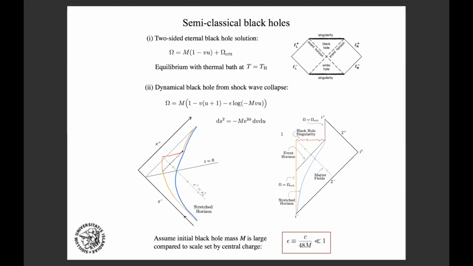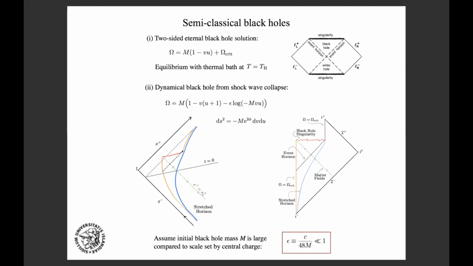And the computation is actually simpler in the eternal case. The assumption that's going to go into the computation now is that we form a black hole that has a large mass, so that we can trust these leading order semi-classical formulas that we have. There's a small parameter here, epsilon, which is basically C over 48m, a parameter that often comes up. For instance, the lifetime of the black hole is going to be precisely 1 over epsilon in this solution.